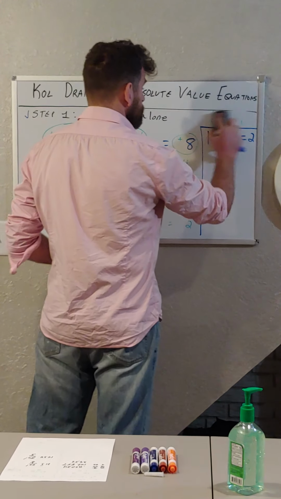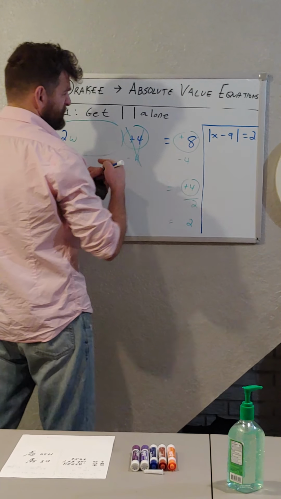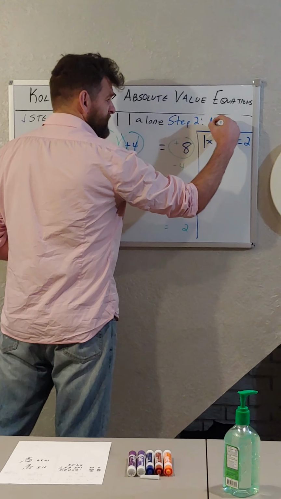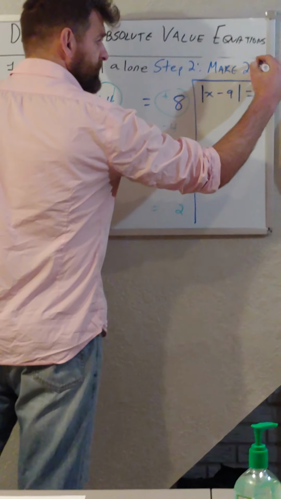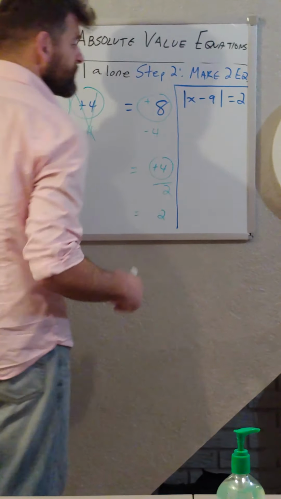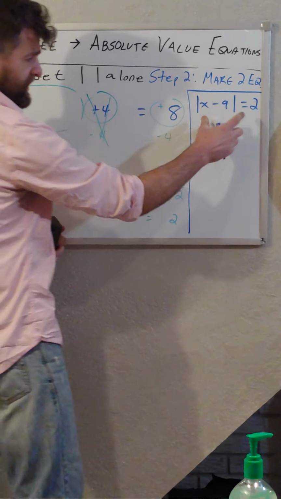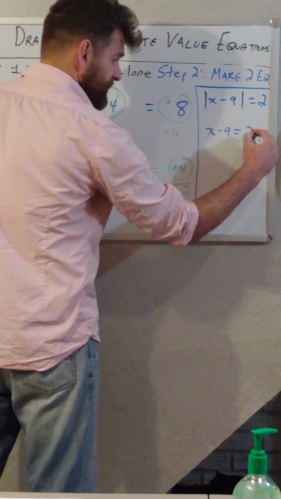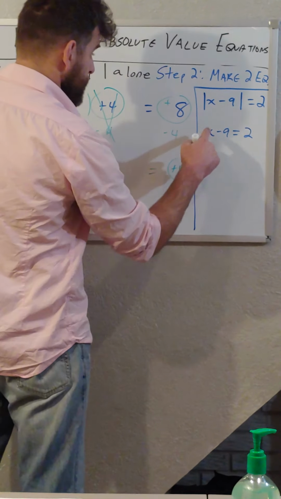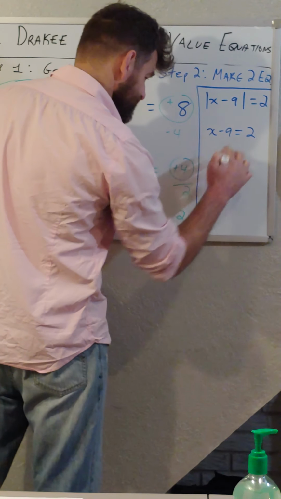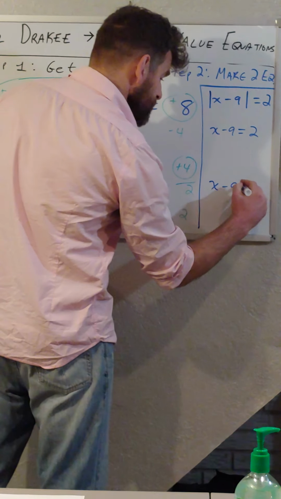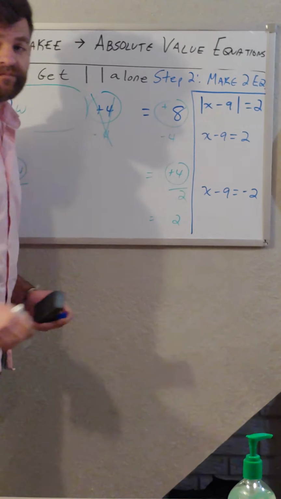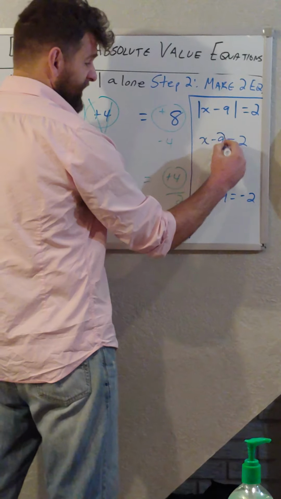Step 2 is another pretty simple step here. You're just going to make 2 equations. And your equations basically look like this. So you're going to erase the absolute value, and you're going to take this exact equation. And instead of making a positive 2 on the right side, you make it a negative 2. And then you solve it just like you know how to do from this point.